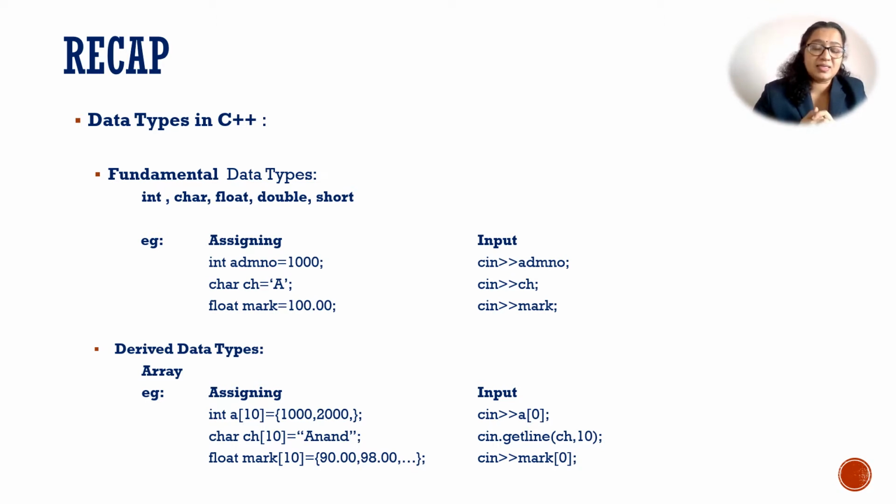This is an integer array. Only integer values can be assigned. So 1000 will be assigned to the A of 0th position and 2000 will be assigned to A of 1 respectively.